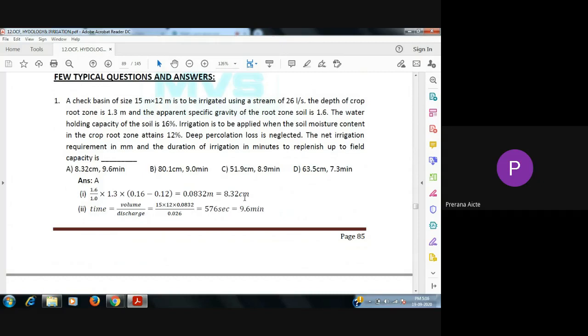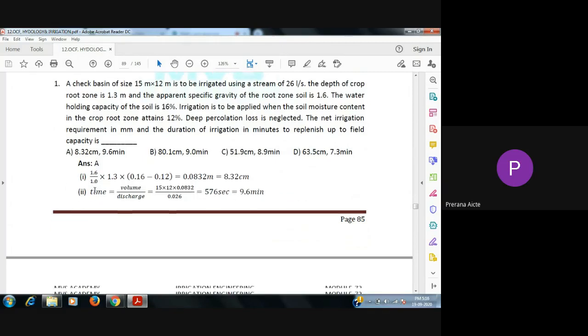That's around like this. So discharge equals volume by time, so time equals volume by discharge, right? So the volume is 15 by 12 area into depth, this one, right? So it's related to 0.026. Discharge is 0.026 meter cube per second. So straight away 9.6 minutes. This time is required, calculated.